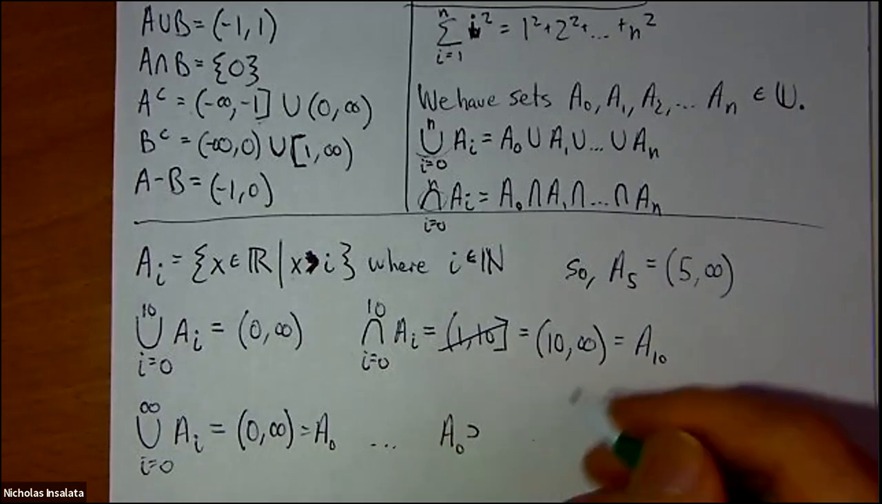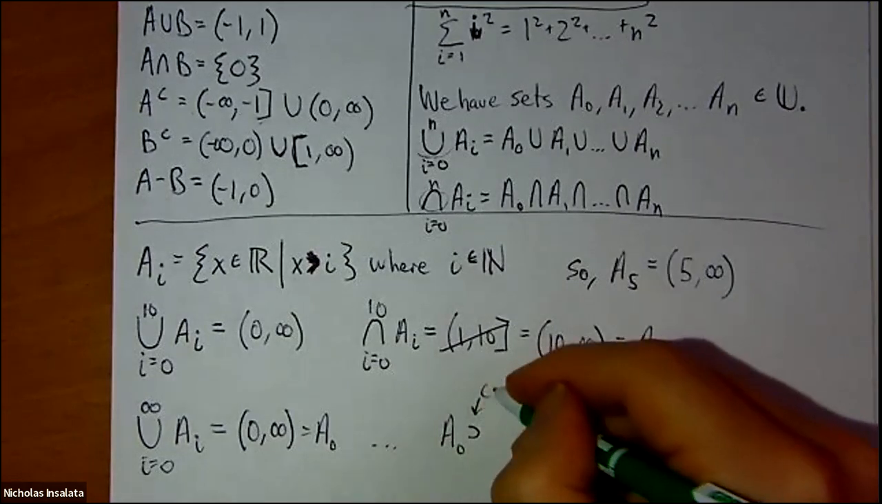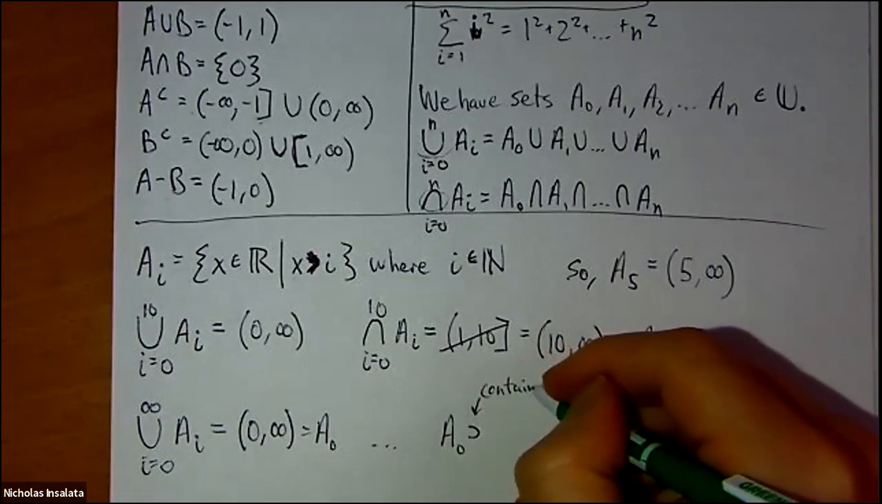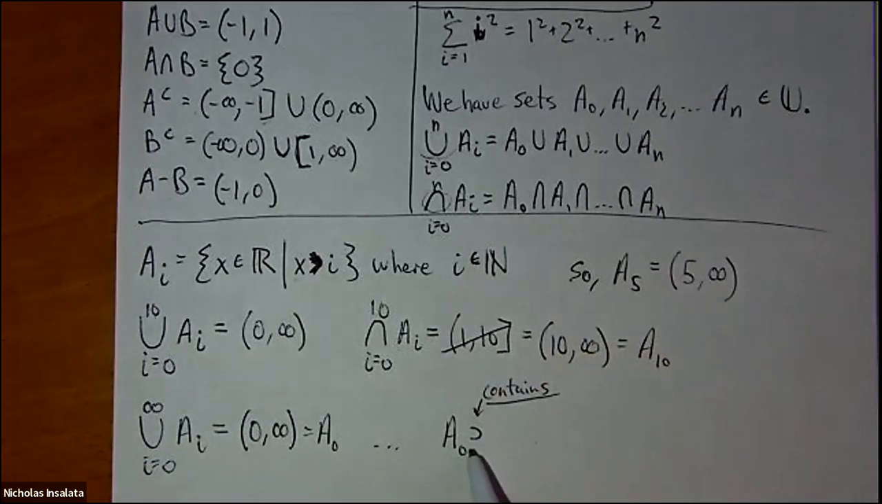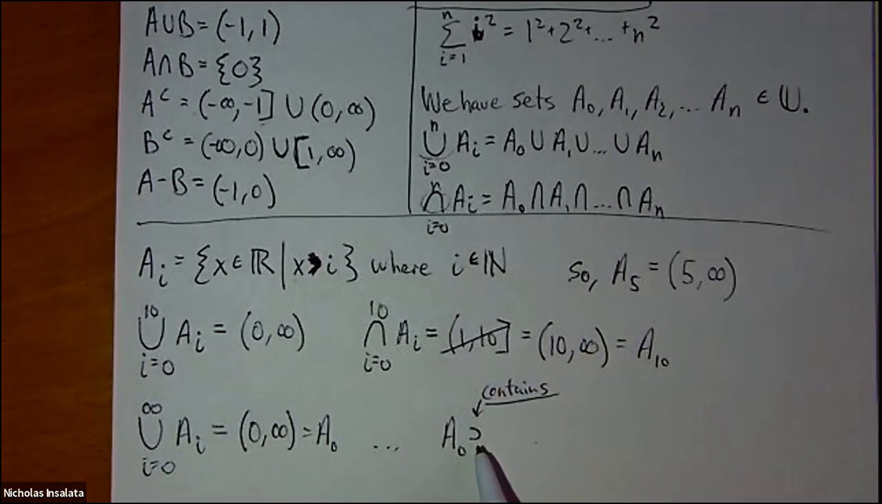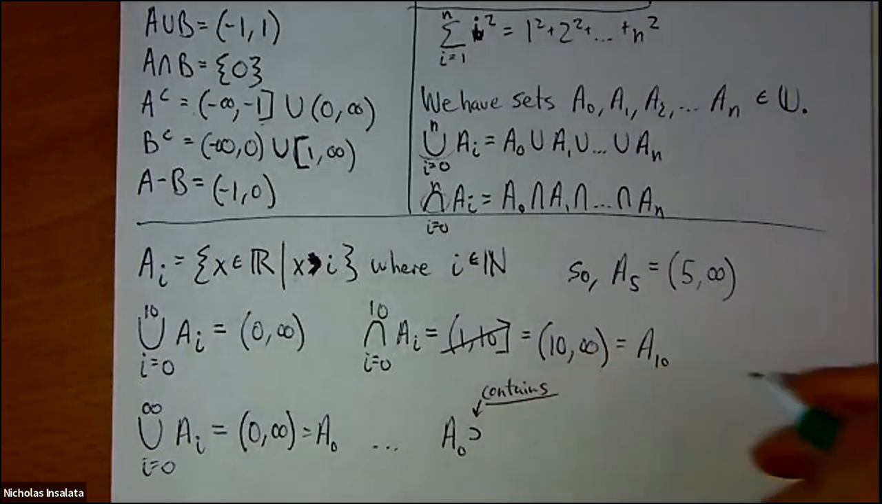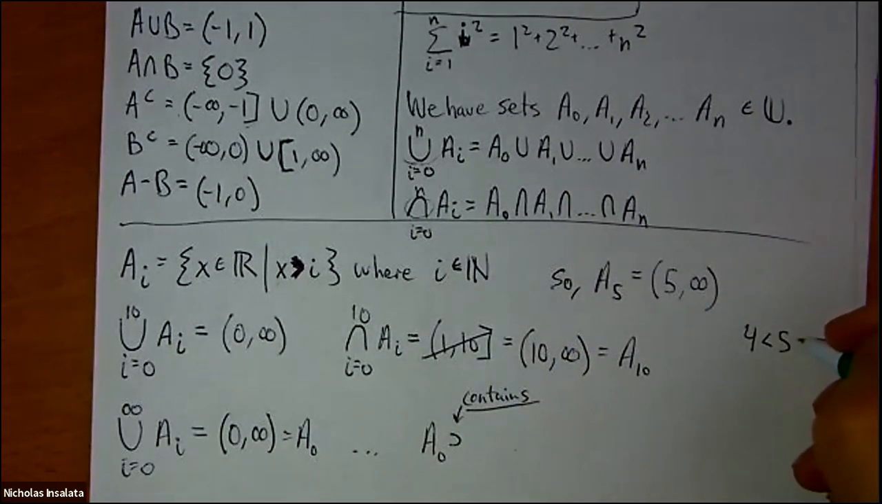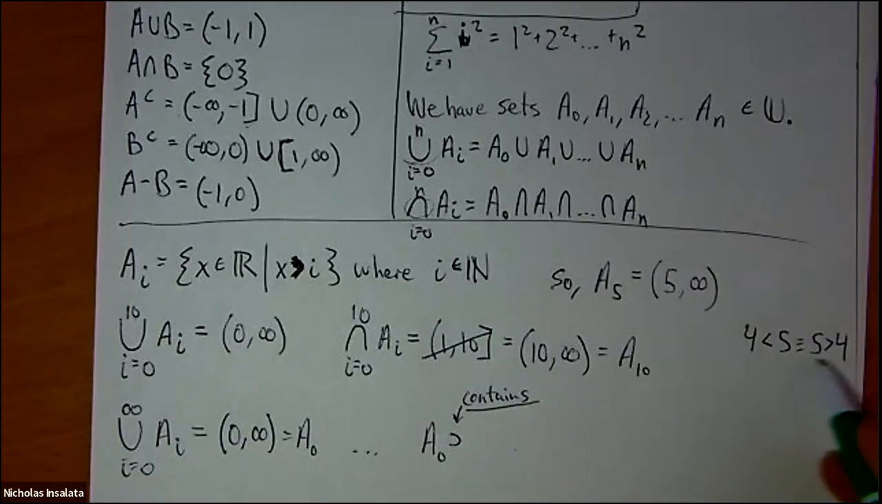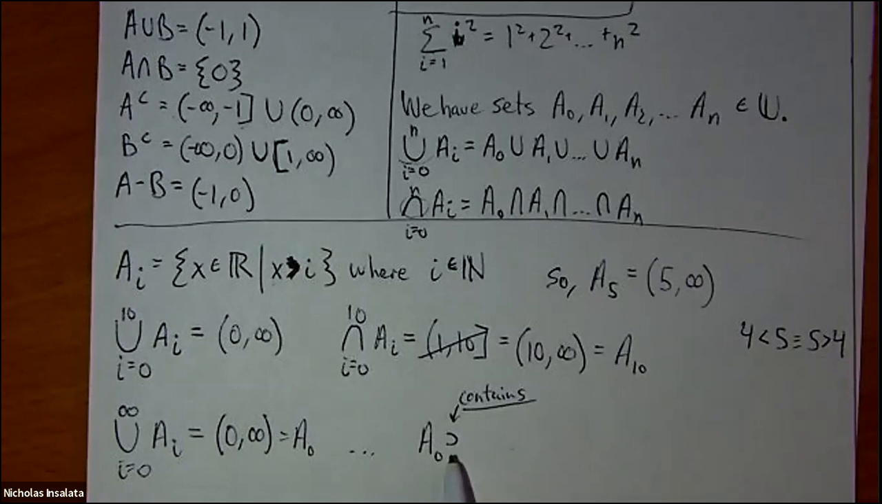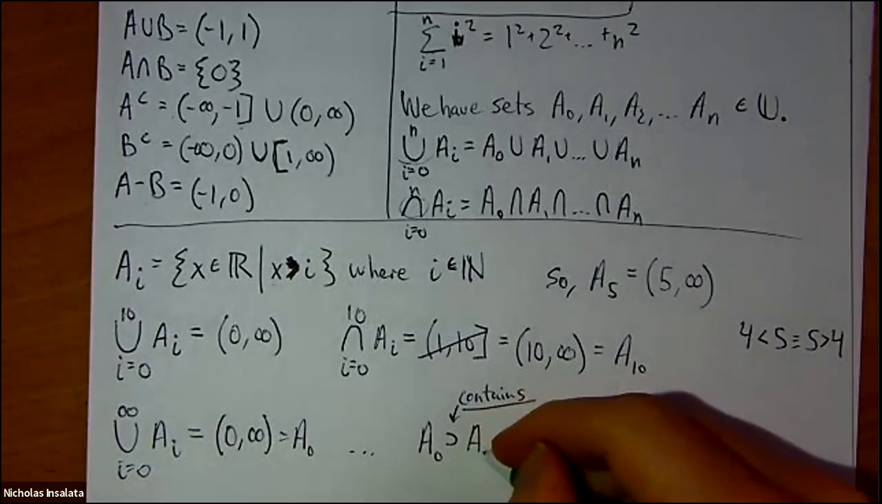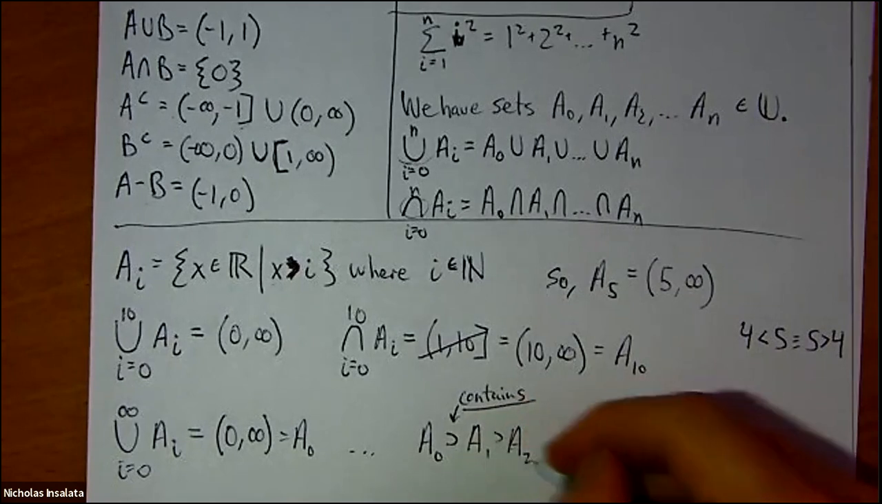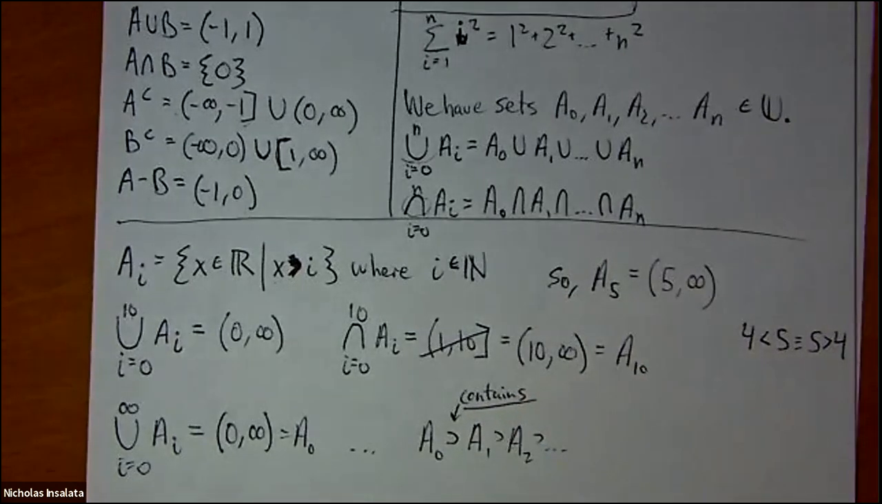contains... notice I wrote the containment symbol going the other direction, right? Just like I could say 4 is less than 5, and that's the same thing as 5 is greater than 4. I can switch the direction of the inequality. I can also switch the direction of the containment. Okay, so A0 contains A1, which contains A2, which contains and so on forever, right?